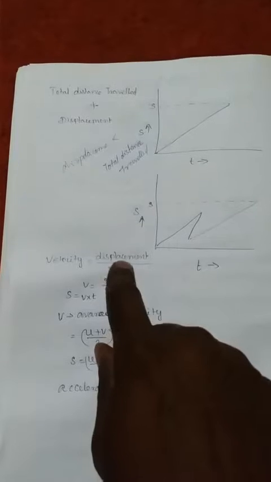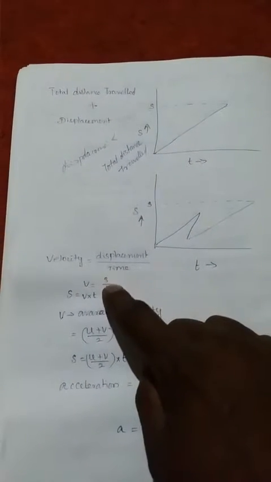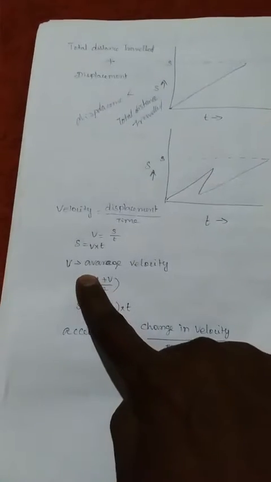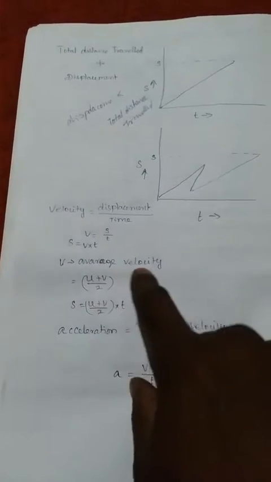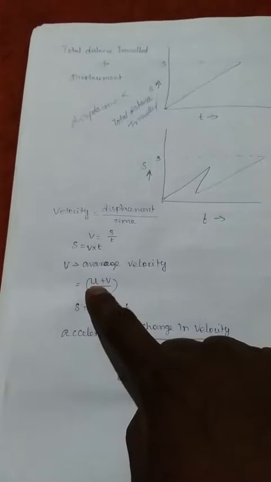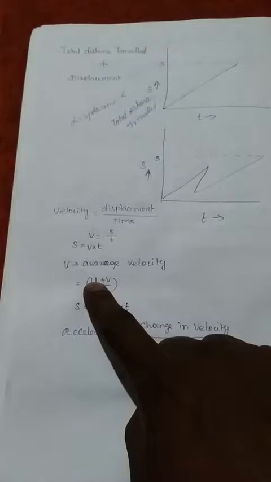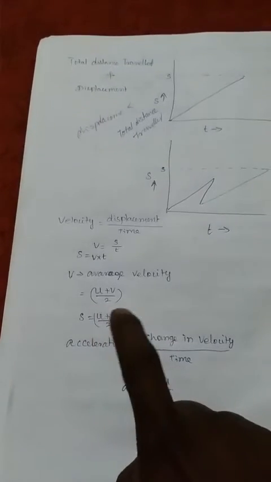Right. Now we all know that velocity is nothing but displacement by time. So we denote V is equal to S by T, so S is equal to V into T. For a uniformly accelerated motion, V is equal to the average velocity, that is (U plus V) by 2. In the beginning I told you U is the initial velocity and V is the final velocity. So S is equal to average velocity into time.